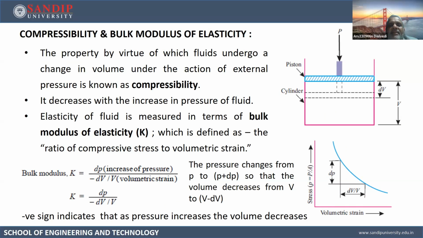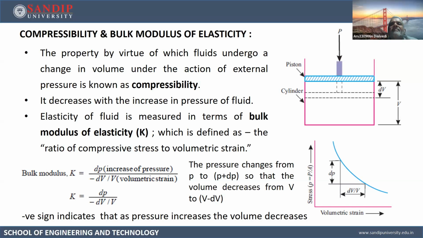Now you are pressing the piston with the force P. What is happening? The piston is coming down. The mass of the gas is the same, but the gas, or whatever fluid is there, is compressed by the volume dV. So dV upon V is the volumetric strain, and the increase in pressure will be delta P. dP means initially the pressure was P1 and now the higher pressure is P2, so P2 minus P1 is the change in pressure. Change in pressure divided by the volumetric strain gives you the bulk modulus of elasticity.